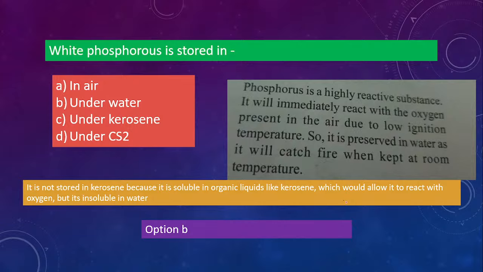And why is it not stored in kerosene? Because it is soluble in kerosene. Kerosene is an organic liquid. If you put the white phosphorus in the kerosene, it will get dissolved in the kerosene. But if we put white phosphorus in water, it is not soluble in water. So it will remain insoluble, it will not react with water. But in kerosene it will become soluble because it's an organic solvent. Okay?